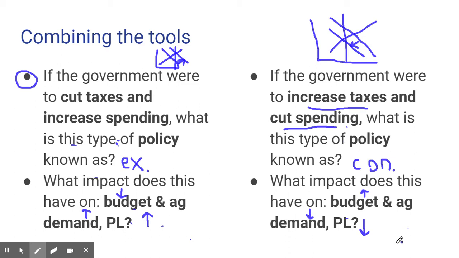Okay? So a quick recap here. You've got expansionary policy. When is it used? Recessions. What is it? Cutting taxes, increasing spending. When the economy is going too well, prices are heating up too much, what are you going to do? Government, you're going to cut spending, you're going to increase taxes. What type of policy is that? That's contractionary policy. You want to shrink the economy, okay?